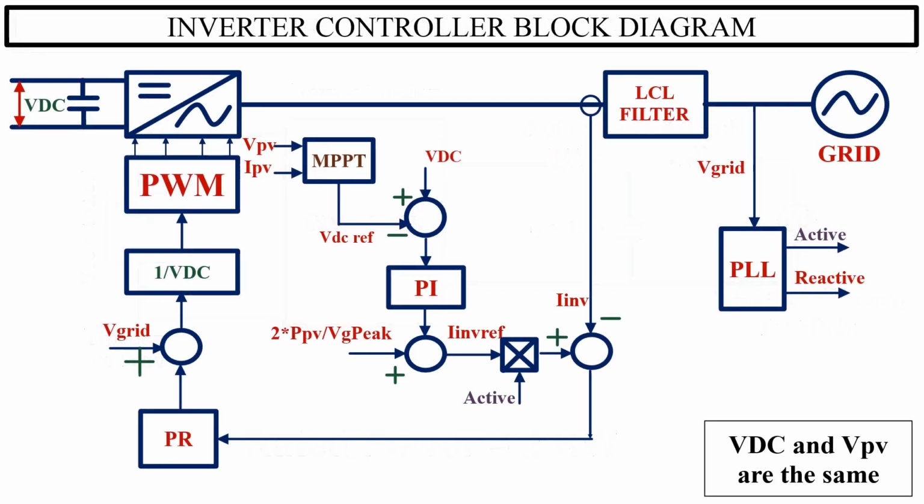This is the complete controller block diagram of a single-stage single-phase solar inverter. I used PI controller for the voltage loop, and PR controller for the current loop. You can read the reference paper to understand more about the working of this controller. I will leave the link for the reference paper in the description.